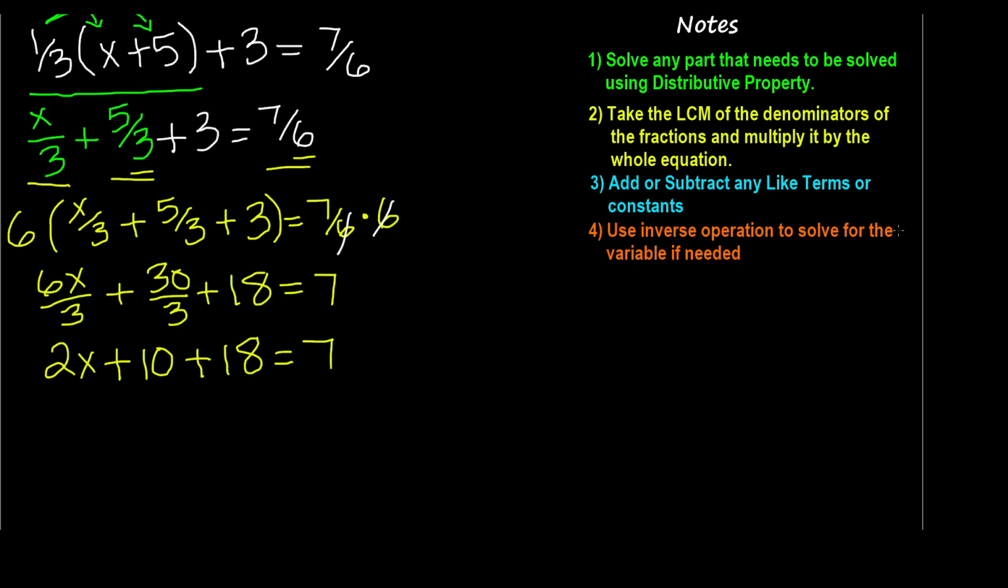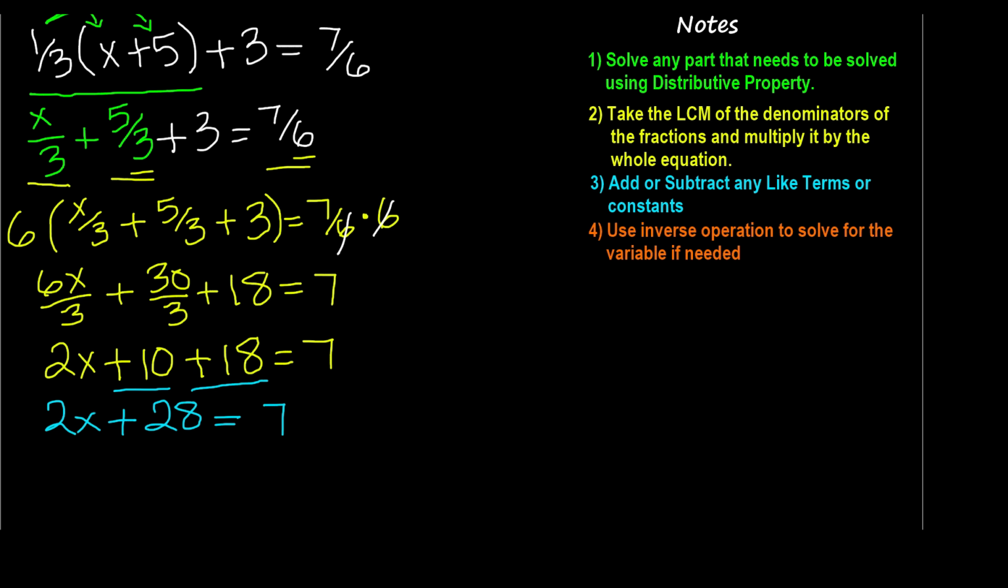Now, step number 3 in our notes tells us to add or subtract any like terms or constants. We don't have any like terms to add or subtract, but we do have constants, which are positive 10 and positive 18. Now, when we add positive 10 and positive 18, we get positive 28 is equal to 7.